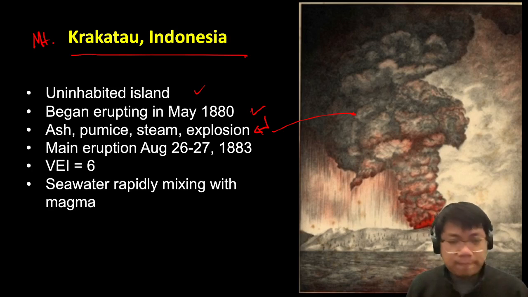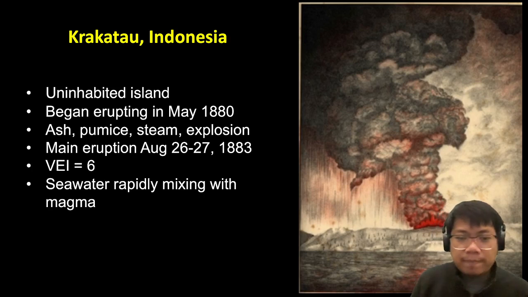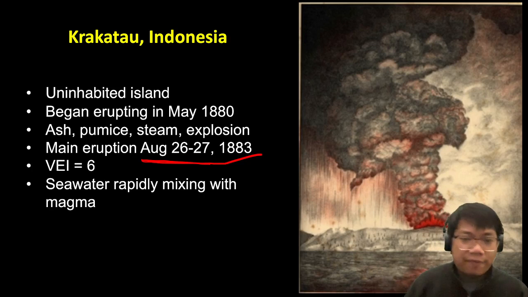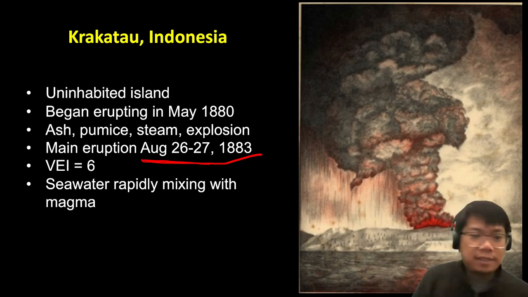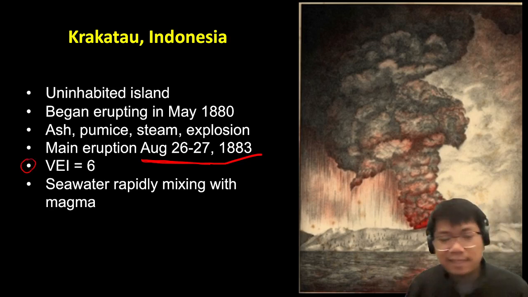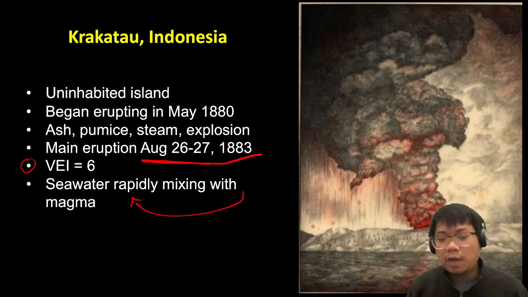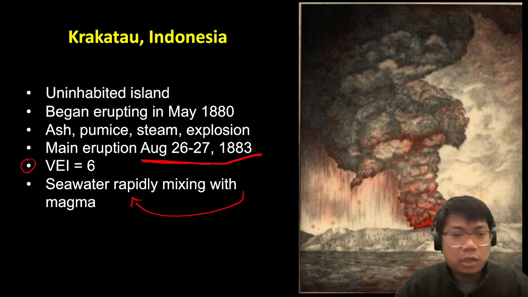But the main eruption, the biggest eruption, happened on August 26 to 27, 1883, which is about 3 years after the initial eruptions. These eruptions sit at about 6 on the VEI scale. Many geoscientists believe that seawater rapidly mixing with magma is the recipe for the big eruption to occur in Krakatau, Indonesia.